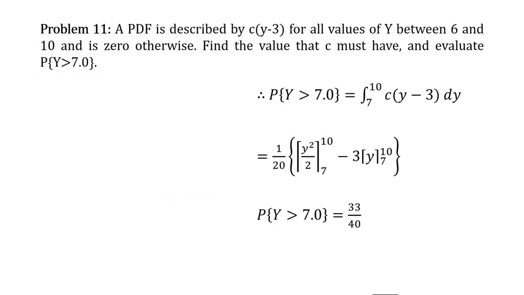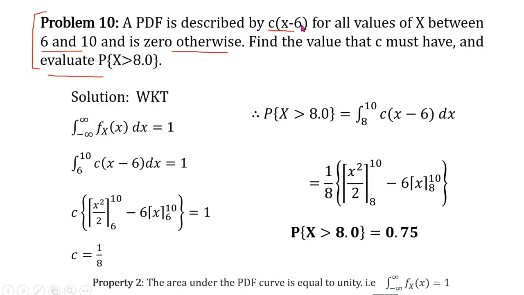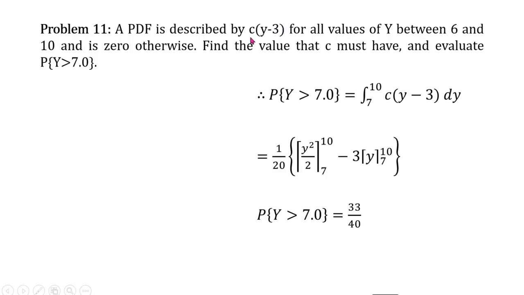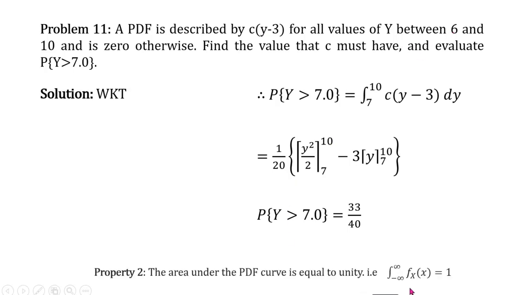Similar problem. Here, C into y minus 3 is given and the limits are the same, 6 to 10. Compared to the previous problem, C into x minus 6, where the independent variable x is used, here the independent variable y is used, and the limits are kept as they are, 6 to 10. Again we are using this property: the area under the PDF curve will be 1 over the limits from minus infinity to plus infinity, right? Then here the limits are varying from 6 to 10, C into y minus 3 into dy equals 1.